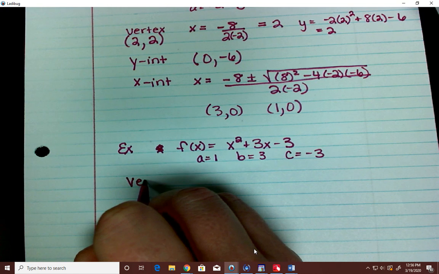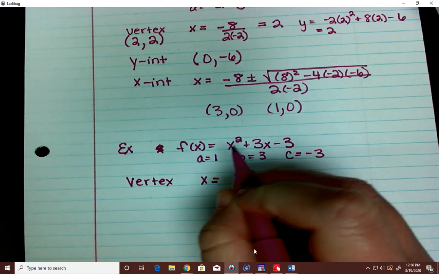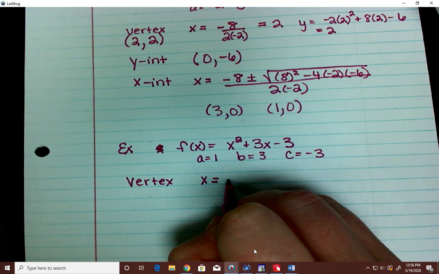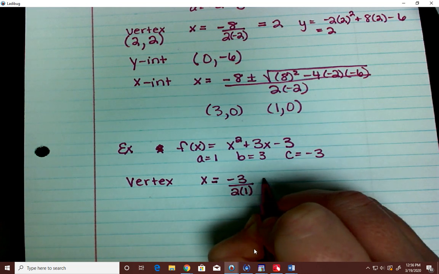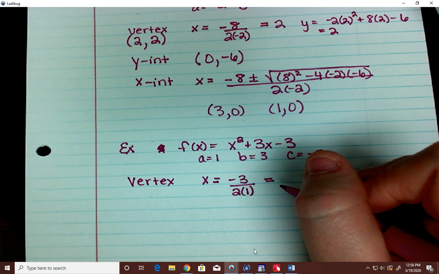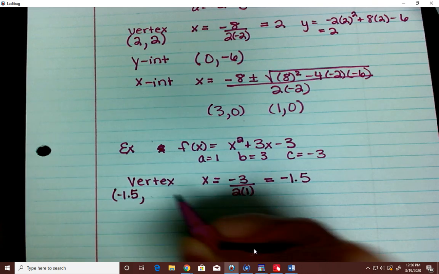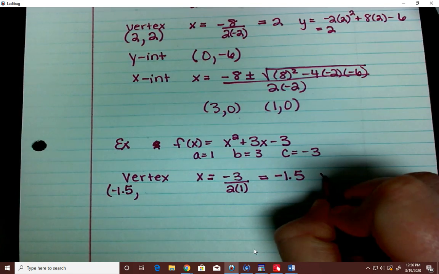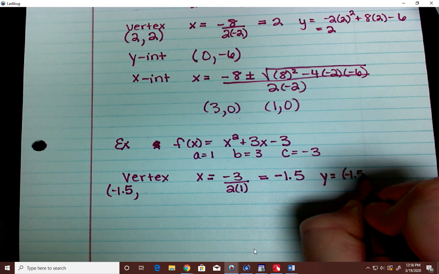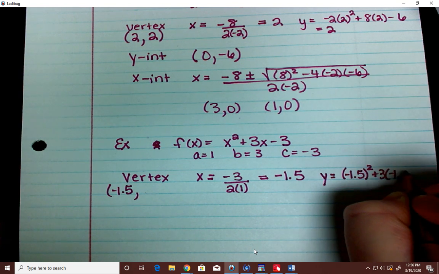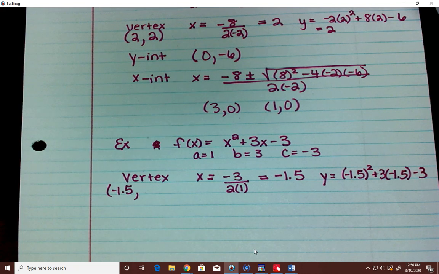So first thing I want to do is find my vertex. So I get -b, so that's -3 over 2 times 1. And this is going to give us a decimal, and that's okay. That's going to be -1.5. We'll look at how do we plot decimals. Then we type in negative 1.5. Make sure you put it in parentheses. And we get negative 5.25.